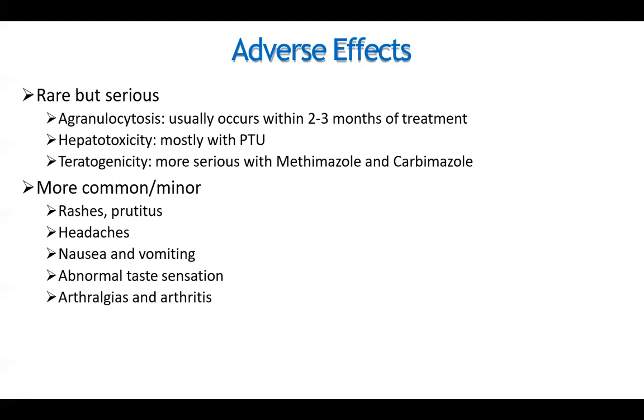So hepatotoxicity, we said mainly with PTU, and that's why it's not our first line therapy. Teratogenicity with carbimazole, methimazole, and minor rashes. Remember, we are talking about sulfa drugs. All of these are sulfa drugs. So there are rashes, pruritus, this abnormal taste sensation, arthritis, so all of that are linked to this group of drugs.